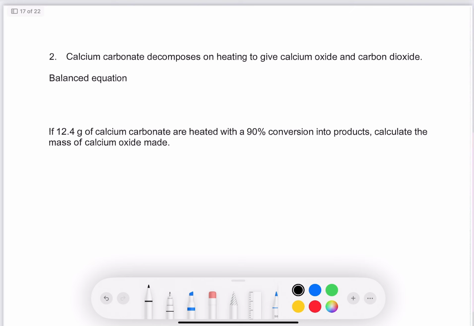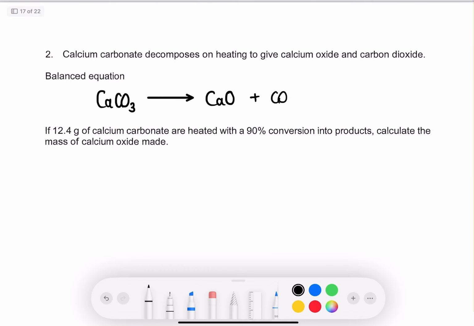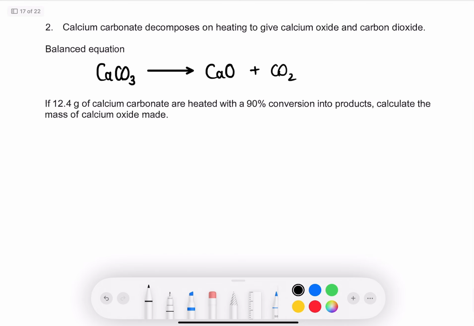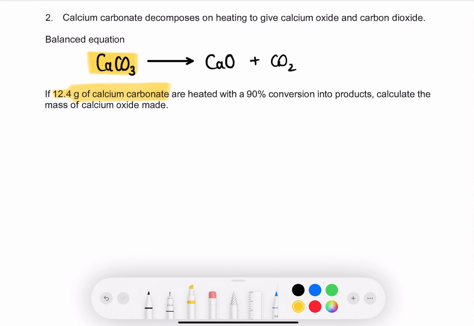Let's have a look at another example then. Calcium carbonate, CaCO3, so calcium ion 2 plus and carbonate, CO3 2 minus, decomposes, so breaks down on heating, to give calcium oxide, which would be CaO, and carbon dioxide. What we've got in our numbers is 12.4 grams of calcium carbonate are heated, and then it tells us 90% converts into products. So it's telling us that the percentage yield is 90%. And it asks us to calculate how much calcium oxide we would make. So remembering we're only making 90% of what we should make in theory.